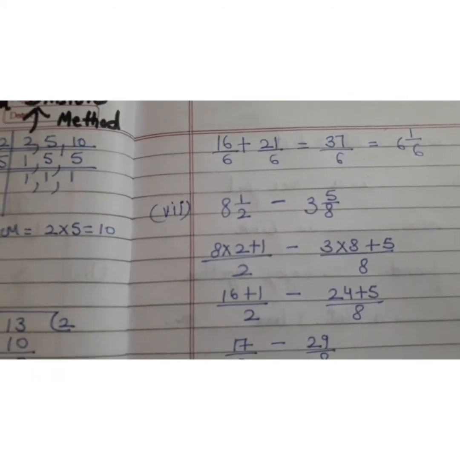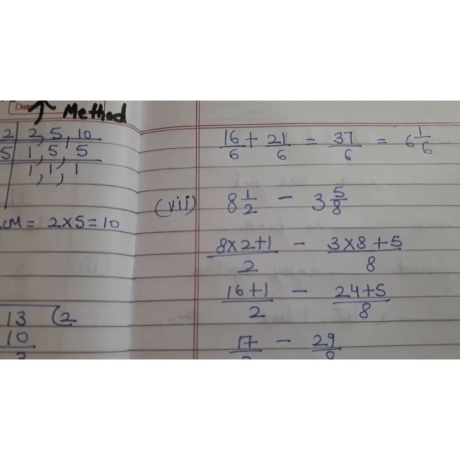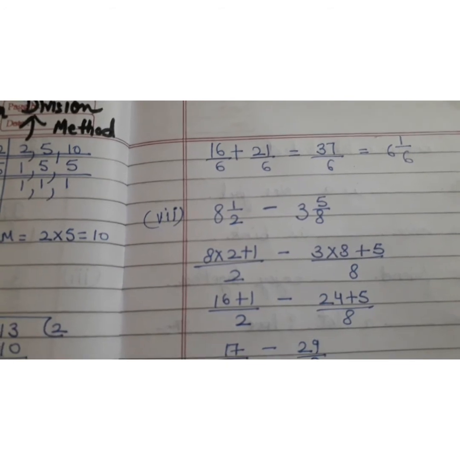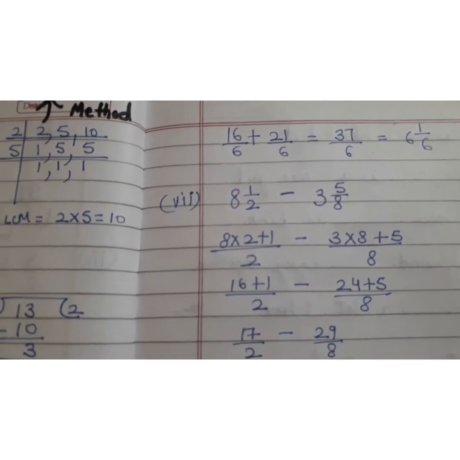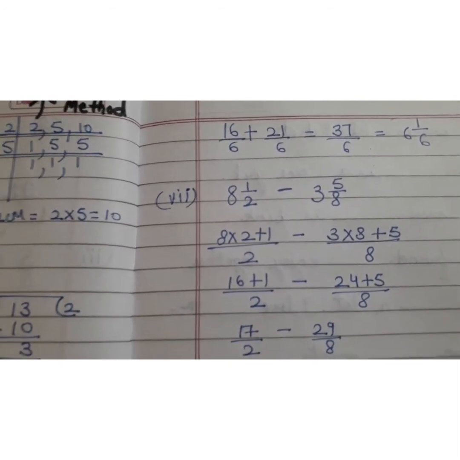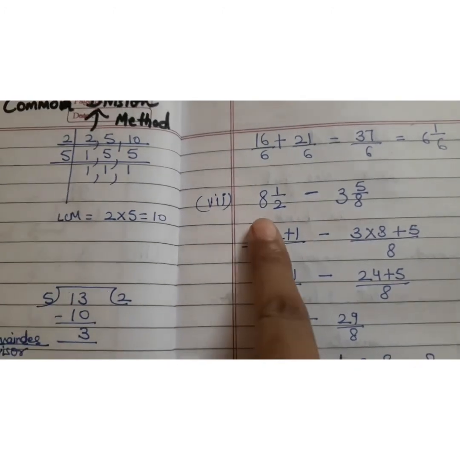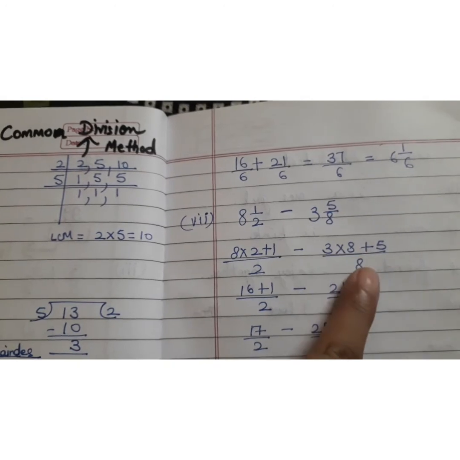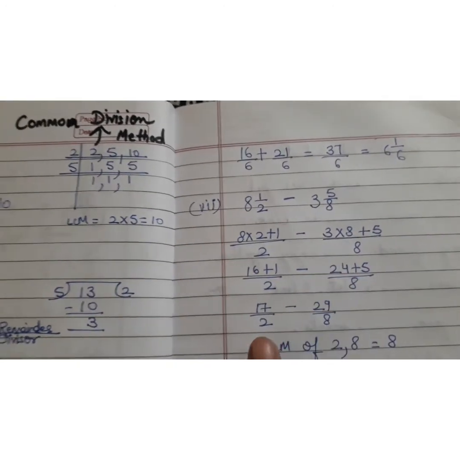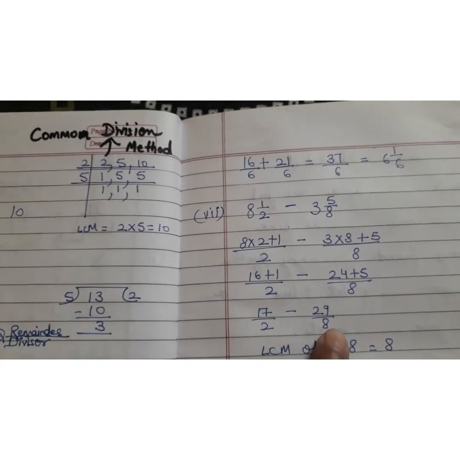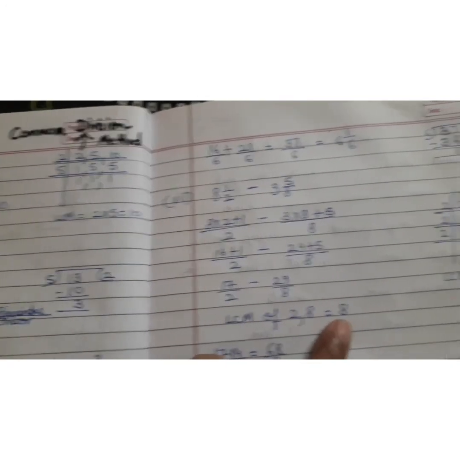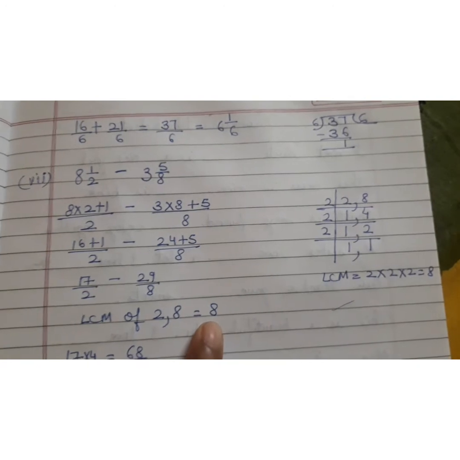Last part of this question, addition and subtraction of fractions. This is the last part. 8 1 by 2 minus 3 5 by 8. Convert this mixed number into an improper fraction. Convert this also into an improper fraction. You will get 17 by 2 minus 29 by 8. Take the LCM of 2 and 8. You will get 8 here by the common division method.